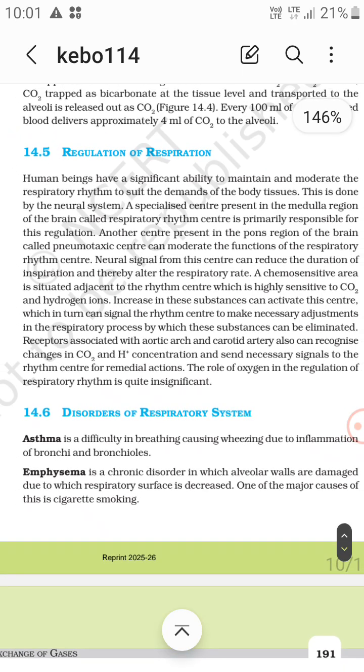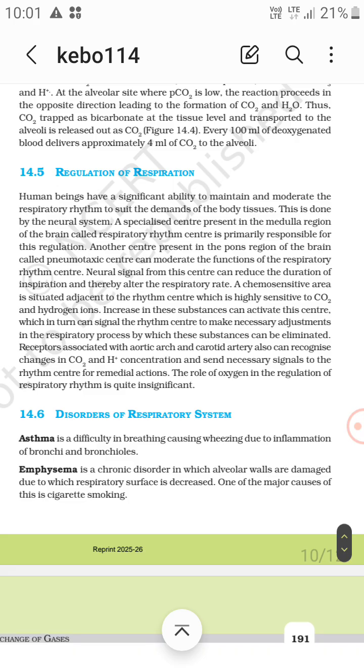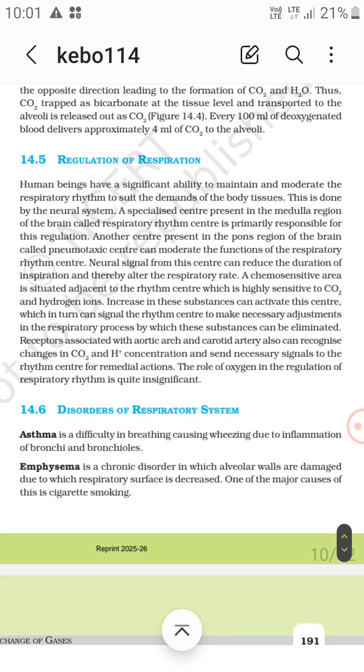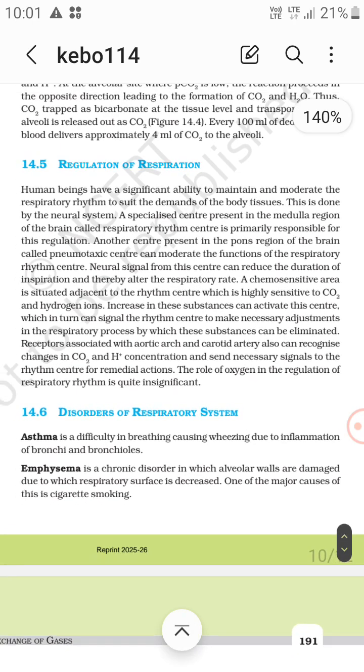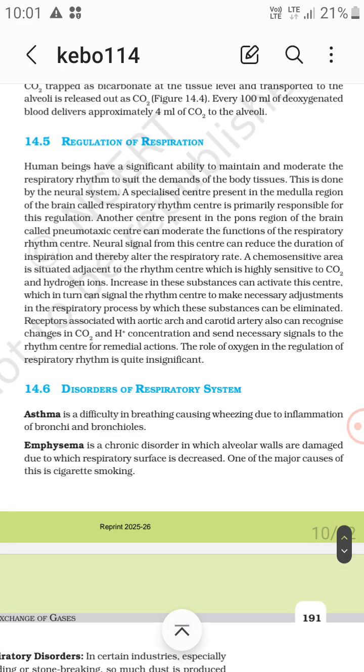Now, receptors associated with the aortic arch and carotid artery can also recognize changes in CO2 and H plus concentration and send the necessary signals to the rhythm center for remedial action. The role of oxygen in the regulation of respiratory rhythm is quite insignificant.